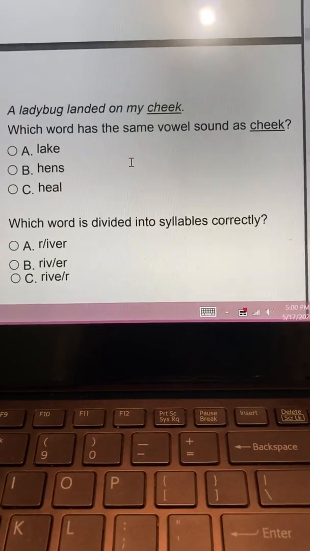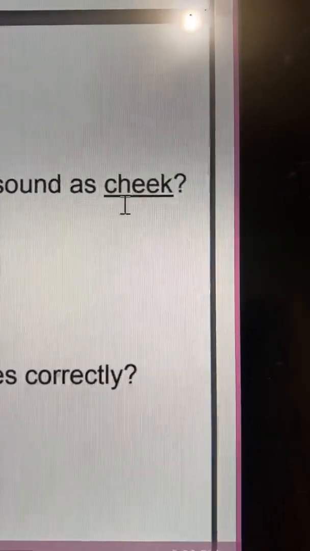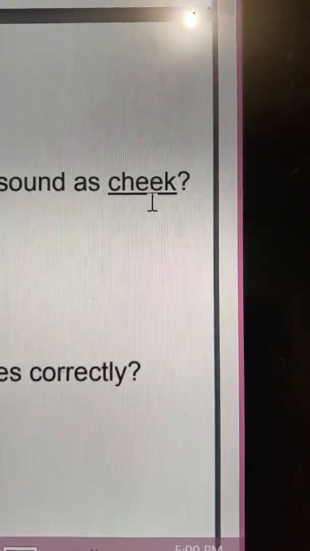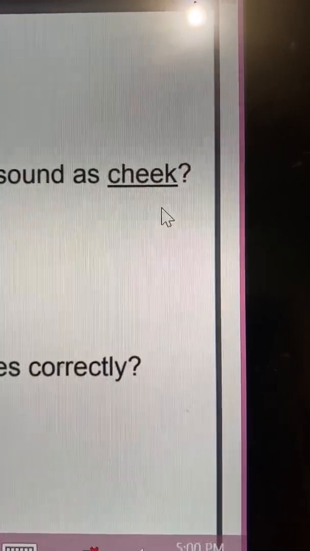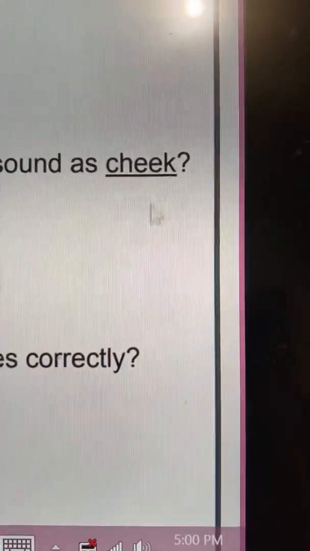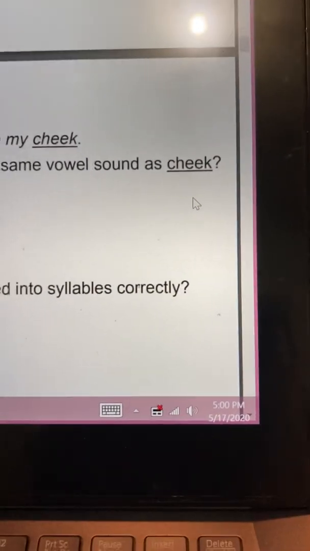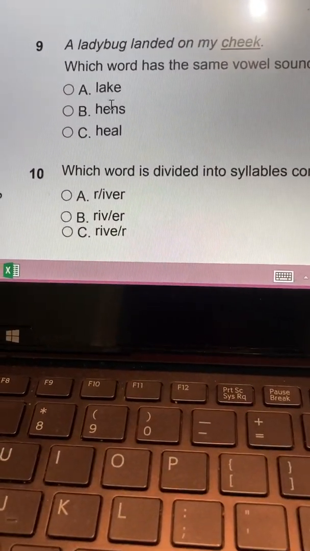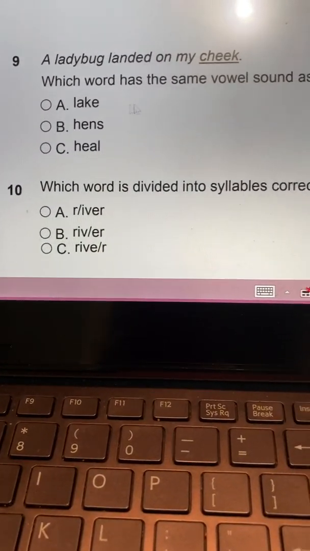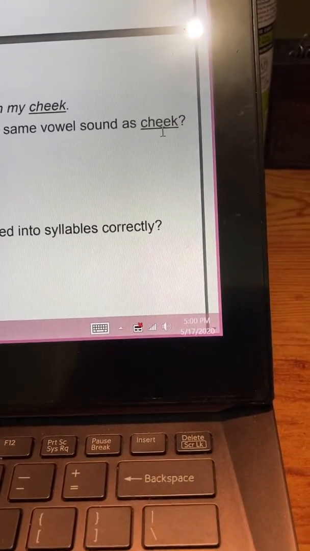This one is asking you for a word with the same vowel sound as this word here. Remember, your vowels are A, E, I, O, U. So we know we've got a double vowel here. Double E makes the long E sound. And we have that sound made by using double E or EA, or when we have a silent E at the end of a word. So we'll take a look at your 3 words that they give you, sound them out, and decide which one has the same vowel sound as the double E in this word.